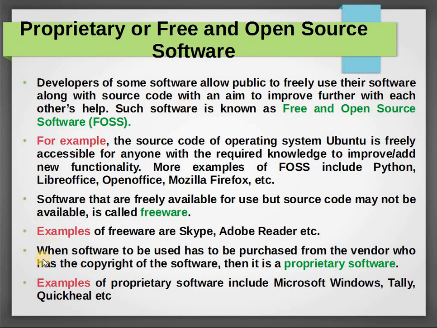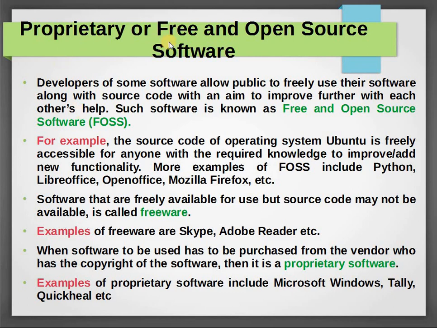And the last category of software is when software has to be purchased from the vendor who has the copyright of the software. Then that category of software is known as proprietary software. That means a software which we have to purchase by accepting the license, where the software vendor has the copyright on the software, is known as proprietary software. Examples of proprietary software are Microsoft Windows, Tally, QuickHeal, and many more.